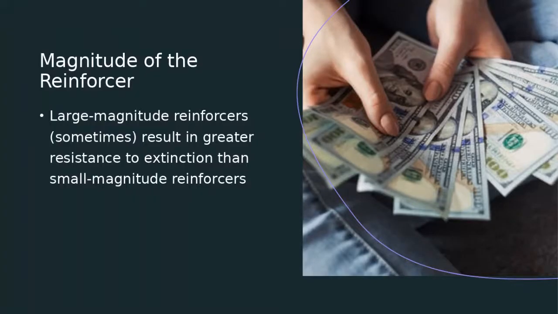Another factor that can influence the resistance to extinction is the magnitude of the reinforcer. Typically, large magnitude reinforcers result in greater resistance to extinction as opposed to small magnitude reinforcers. This is not always the case.